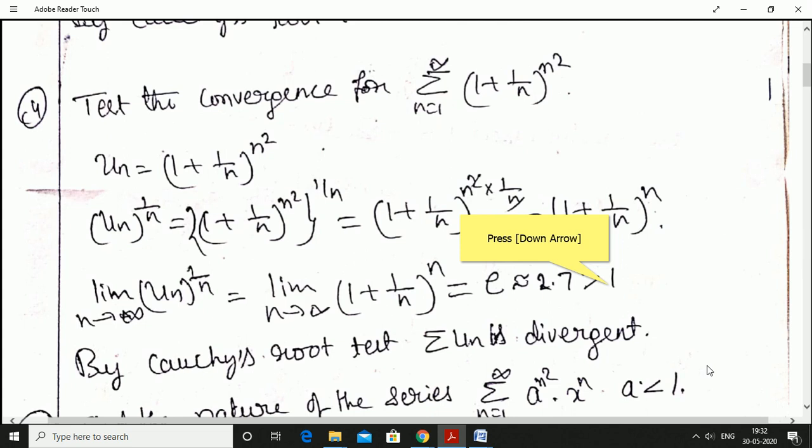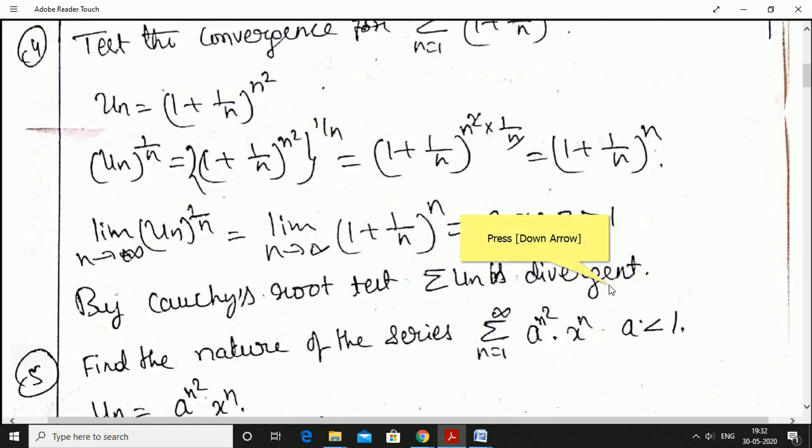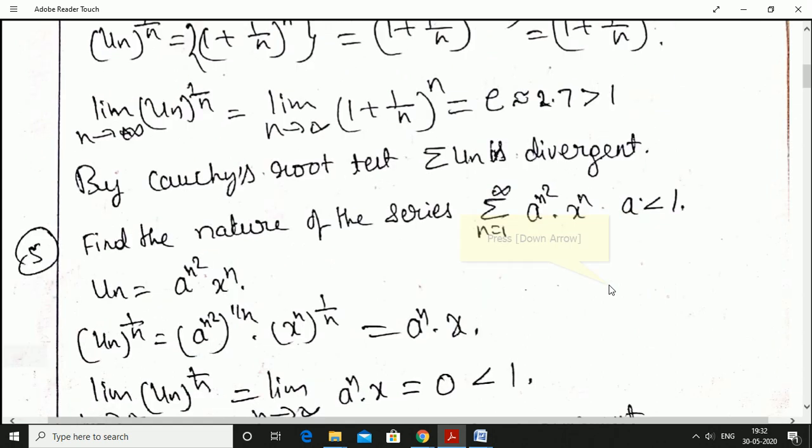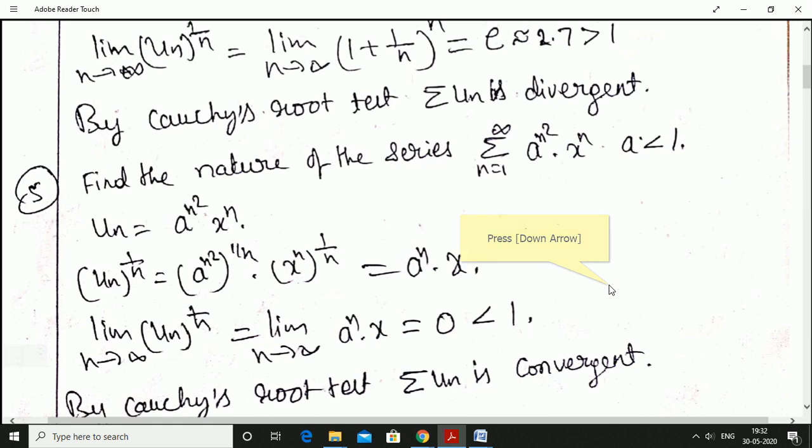Limit as n tends to infinity un to the power of 1 by n is nothing but limit as n tends to infinity (1 plus 1 by n) power n. This is a standard limit. Its limiting value is e. e is approximately equal to 2.7 something, which is greater than 1. Hence by Cauchy's root test, sigma un is a divergent series.